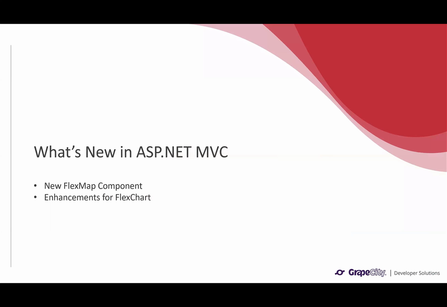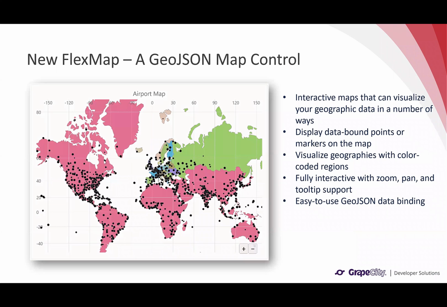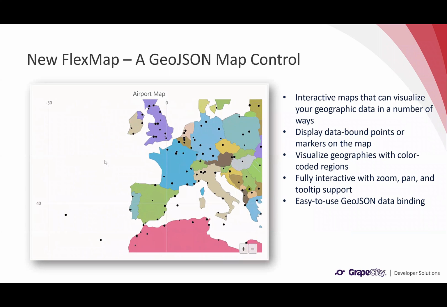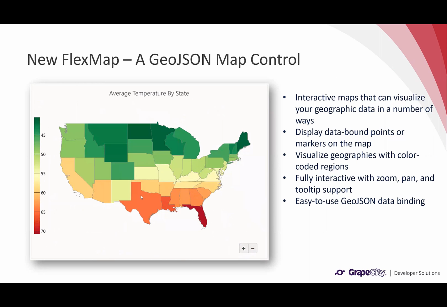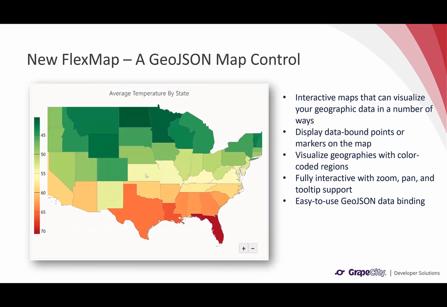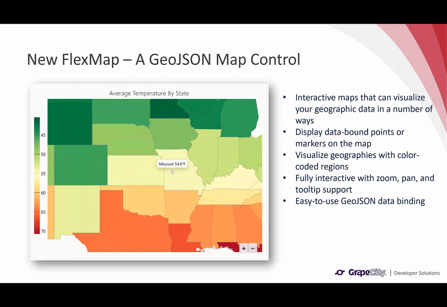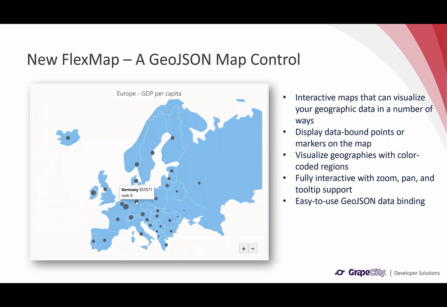Continuing on with web development, let's take a look at what's new in ASP.NET MVC. Highlights of this release include a new mapping control, as well as some charting enhancements. Our new FlexMap control lets you visualize data geographically on a map with just a few lines of code. The map control supports choropleth and point maps. Choropleth maps are used to show statistical values for geographic areas, where each area is colored based upon the data it represents. FlexMap also supports scatter point and bubble maps.